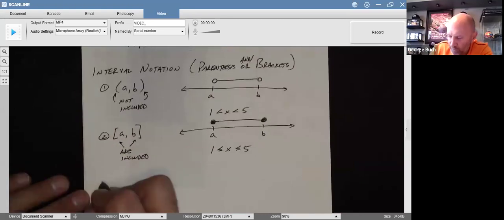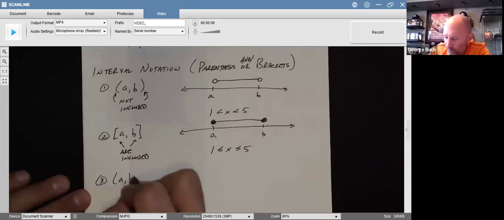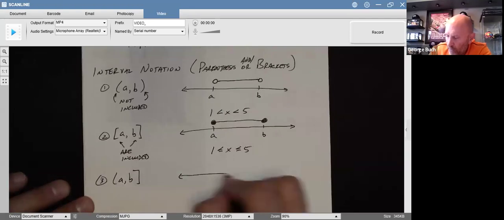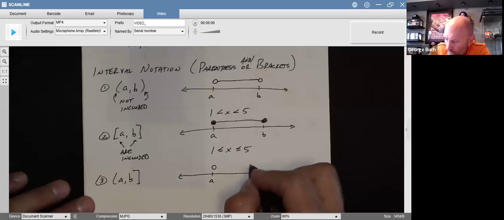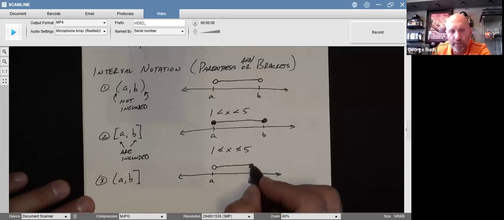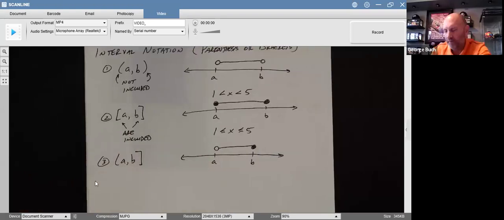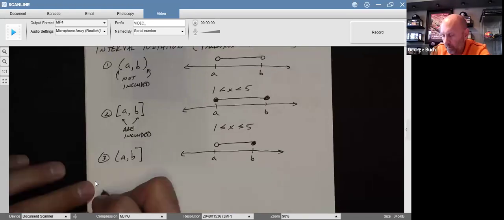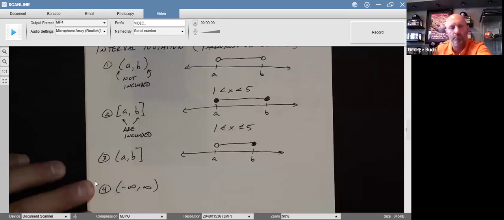We could have a combination of the two. So A has parentheses, B has a bracket, and all this means is that A is an open circle and B is a closed circle with the line between them. And then a special case is when we have infinity. So infinity or negative infinity always gets parentheses.